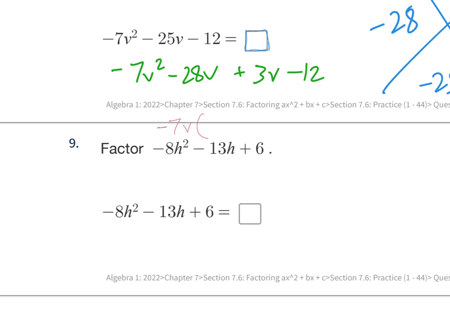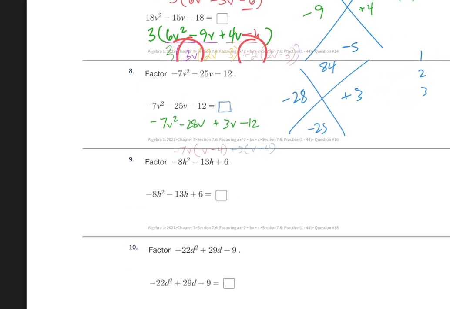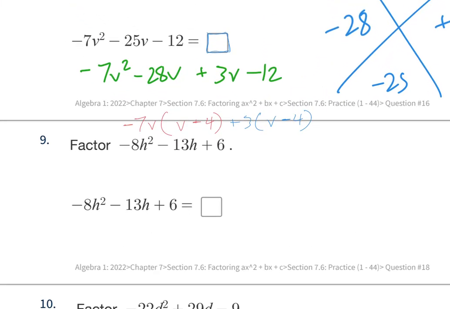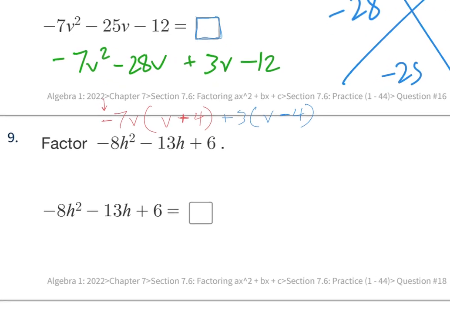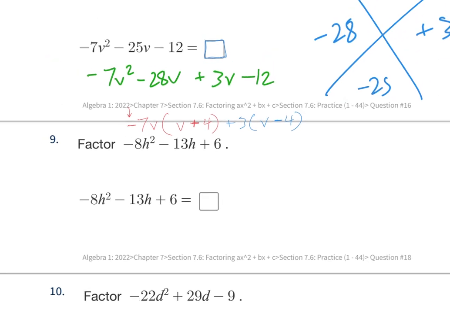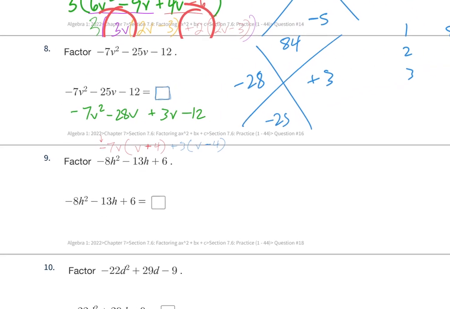Negative 7v. So this would now just be positive v plus 4. And then the next one will be plus 3, and we get v minus 4. Hold up a second. Did we do something wrong? Because when I factor out this negative right here, that made this positive. When I factor out a 3 there, okay, let's see what's going on.